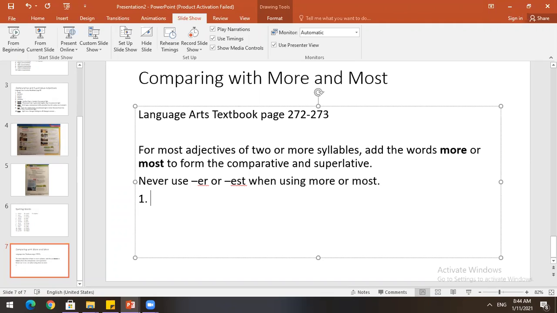San Francisco may be the more beautiful or most beautiful city in California. So here we have the clue in California, which tells us we are comparing San Francisco to all of the cities in California. This should be superlative. So the answer would be most beautiful. Okay, Tanahi, can you read number 1?